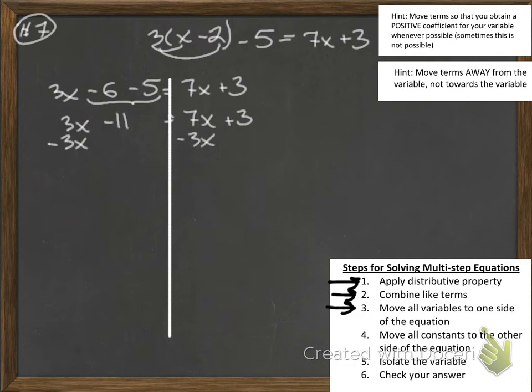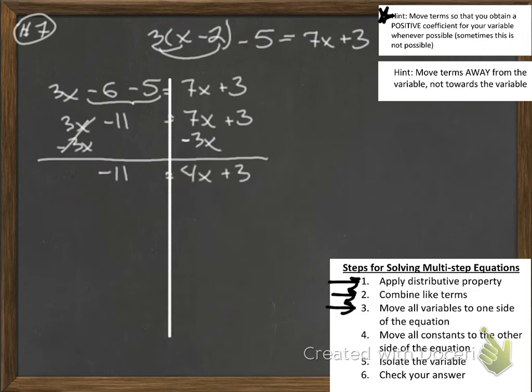I just want to take a minute and point out, if your first instinct was to subtract 7x from both sides, you could absolutely do that. That is a valid thing. But notice it would give you a negative 4x. Again, nothing wrong with that. I'm just exercising my preference for positive coefficients whenever possible. Not right or wrong, just a preference. So we get negative 11 is equal to positive 4x plus 3.